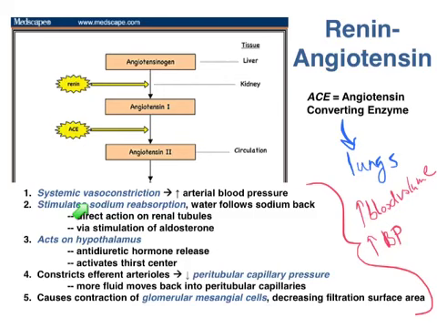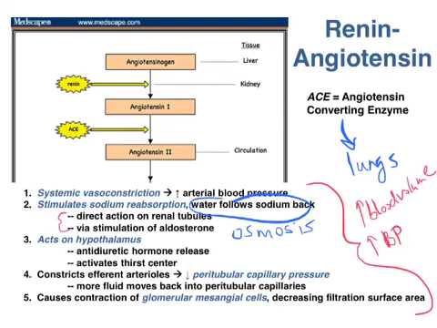You have stimulation of sodium reabsorption, and when you get more sodium reabsorption, water follows sodium back. This is, of course, osmosis. And that sodium reabsorption is effected in a couple of different ways. So angiotensin 2 acts directly on the renal tubules to increase sodium reabsorption. It also stimulates aldosterone, and aldosterone increases sodium reabsorption.